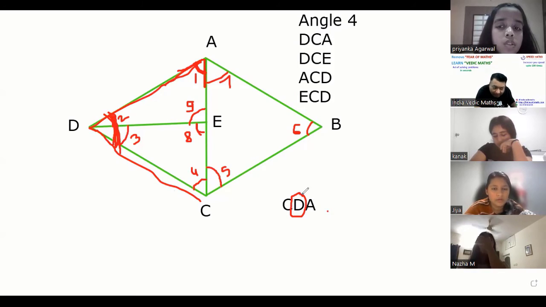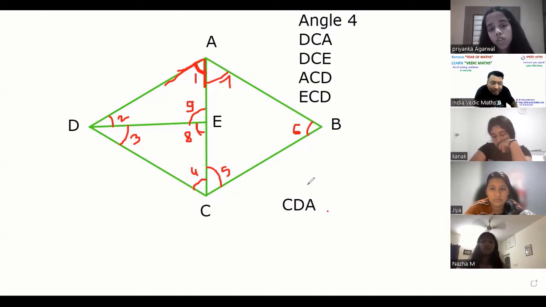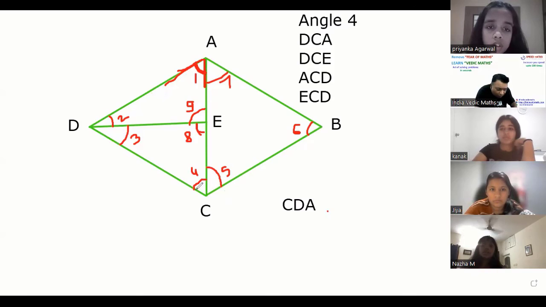Because the letter in the middle will tell which angle it is. Okay, very good. So you can switch it around, but you cannot move the letters. But what you can do is, suppose angle 4. Let me use a different color for Gia. Gia, this is angle 4, only this, right?